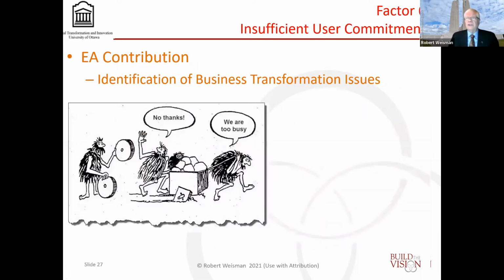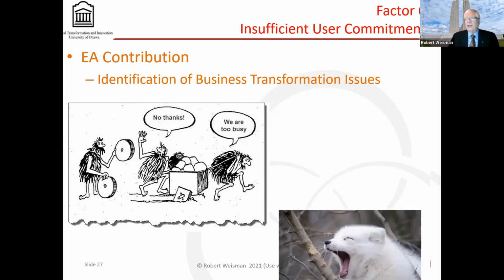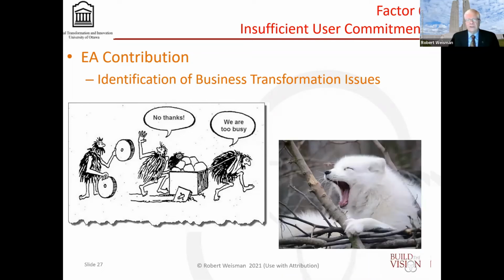You have insufficient user commitment. One of the key issues within enterprise architecture frameworks is the identification of business transformation issues. You have to get the users, they often slide into the old goal of, well, I've used it for 100 years, it should be good. And they're not willing. You might have a wonderful solution, but they're too busy. Generally speaking, they often fall asleep when you present them with the enterprise architecture. You have to get them excited about it.